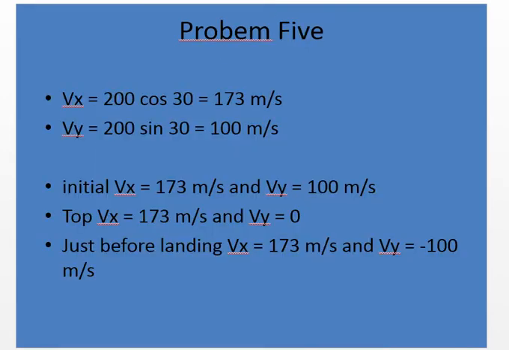So Vx in this case was 173 and Vy was 100. So to start with, Vx is 173 and Vy is 100. But at the top, Vx is still 173 and Vy is now 0. And just before landing, Vx is still 173 and Vy is now exactly the same but in the opposite direction, negative 100 meters per second.